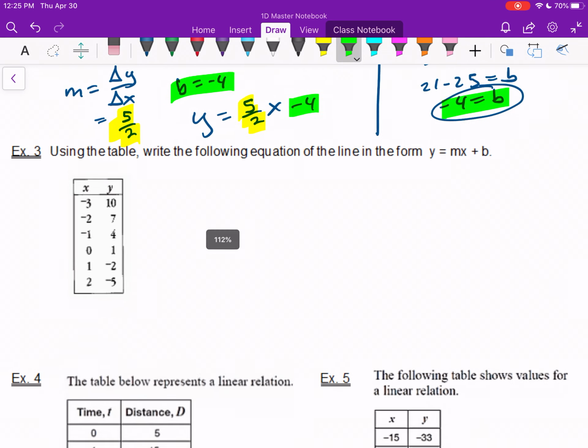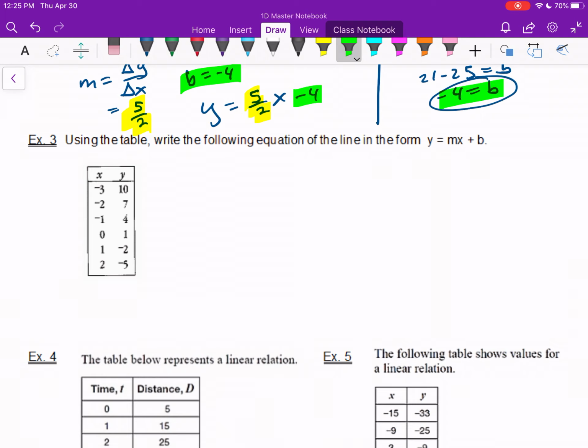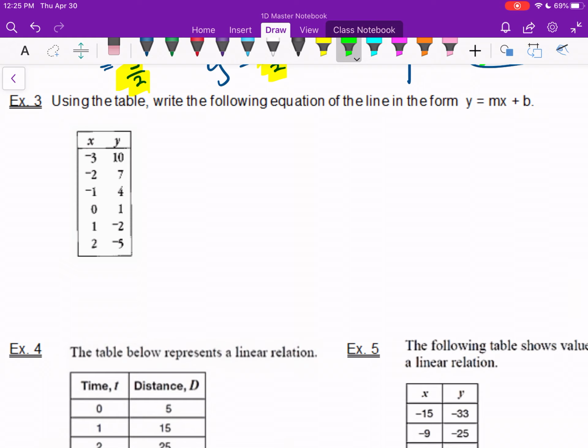All right, using the table, write the equation of the line in the form y equals mx plus b. Can I grab the y-intercept from this table? Yes, I can. There it is, right there. And as for the slope, all right, from -3 to -2, we're going up by 1. We're going up by 1 every time.